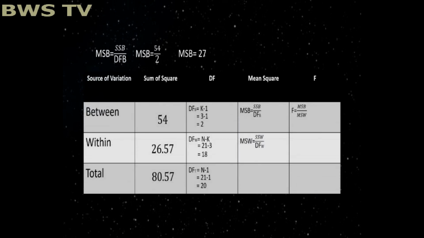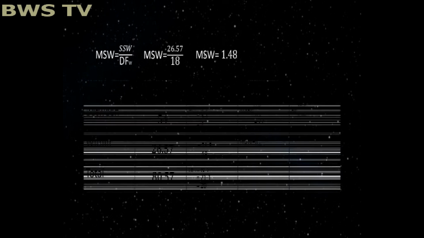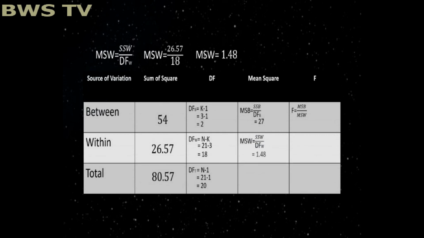Now let's have the MSB. You have to substitute it and then you get the answer of 27. Now let's have the MSW. You just have to substitute the right numbers and then you get the answer of 1.48. Now let's have the F. Just substitute the right numbers accurately and then you get the answer of 18.24.